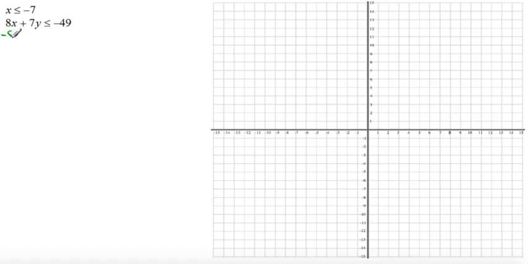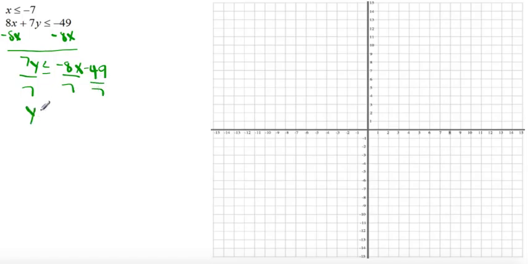So I'm going to subtract 8x on both sides, of 7y is less than or equal to negative 8x minus 49. Divide everything by 7. So I have y is less than or equal to negative 8/7 x minus 7. Okay, so let's graph this green line.